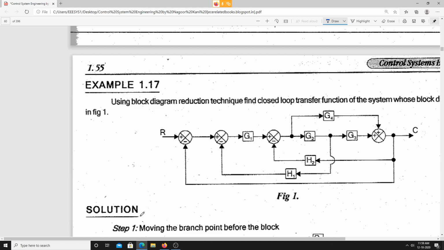See, in control systems, a lot of practice will make you perfect. If not, you will get confused. So you are supposed to keep on practicing. Only then will you become perfect in these block diagram reduction techniques. Please everyone try this. Reduce the block diagram and find out the overall transfer function.